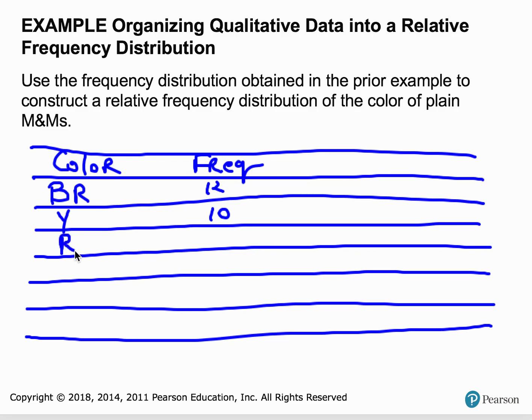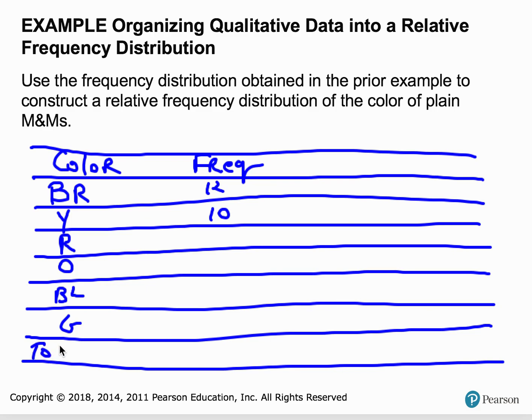Brown, yellow, red, orange, blue, green. Total. 12, 10, 9, 6, 3, 5, 45. Okay, so for a relative frequency distribution table, we would just add an extra column over here called relative frequency. And to find the relative frequency, you just take your frequency and divide it by the total. Right? That's where that comes from.